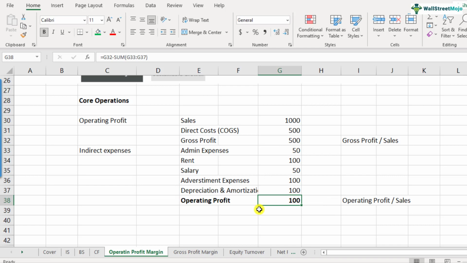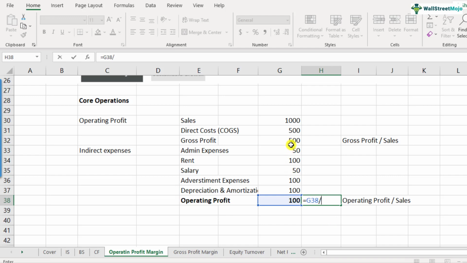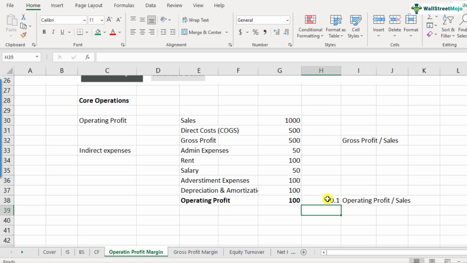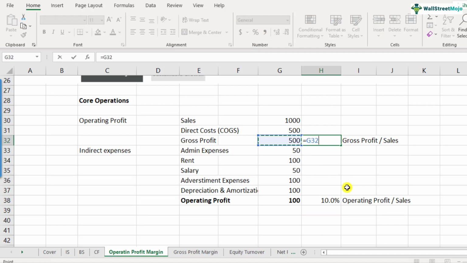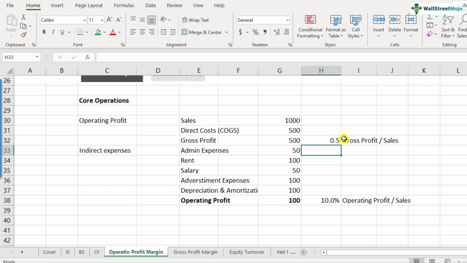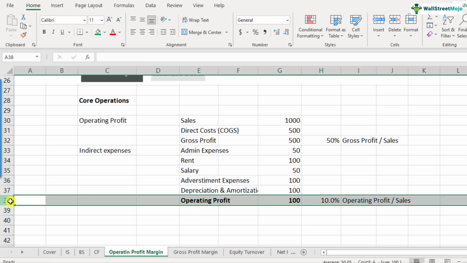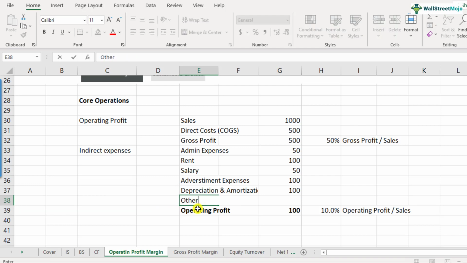So what we see is that the operating profit of the company is 100, and the operating profit margin will be 100 divided by your sales. That will be 0.1, that is 10%. How much is the gross profit margin? Gross profit margin is gross profit divided by sales, that is 0.5, that is 50%. As I said, do remember that there could be a case where you will note that before the operating profit, items like other income or other expenses are included.